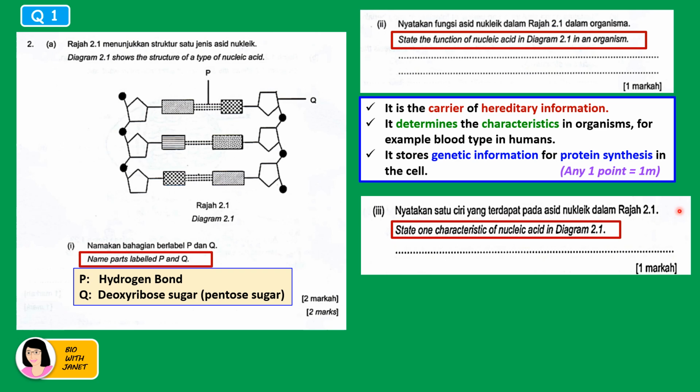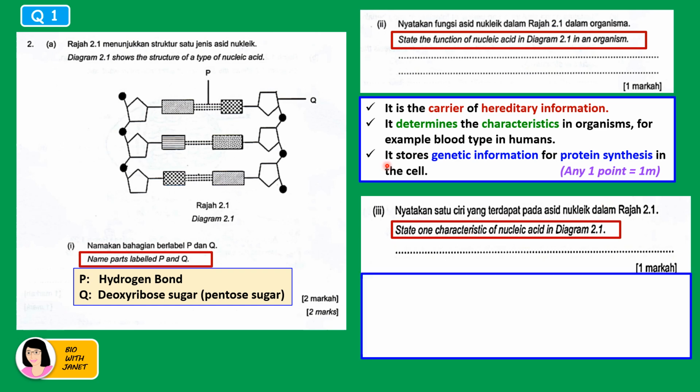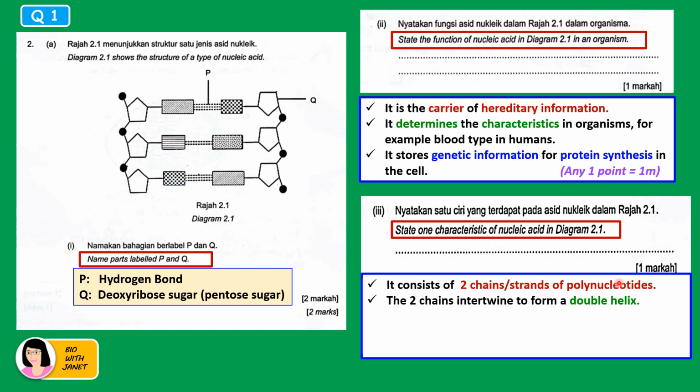Next, state one characteristic of the nucleic acid in diagram 2.1. First was the function, now characteristic. So you can talk about its structure. 1 mark only. The answer is: it consists of 2 chains or strands of polynucleotides, one on each side here. Next, these 2 chains intertwine, that means they are twisted together to form a double helix, which is shaped like a spring. The word double here means there are 2 strands of polynucleotides.